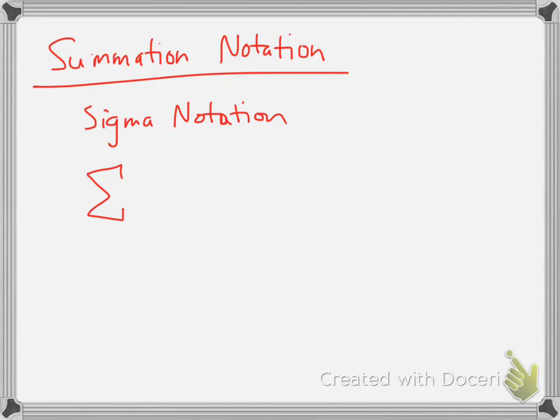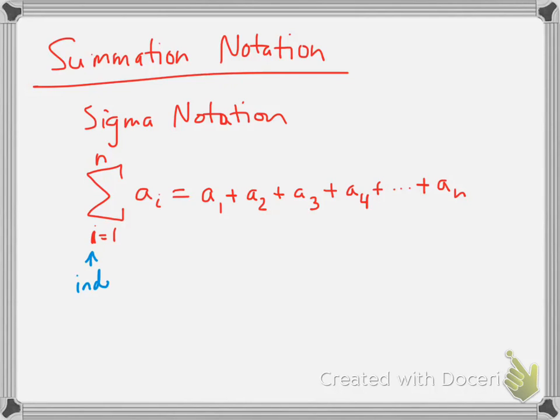So let's say I have the sum of a sub i from the letter i equal to 1 all the way up to n. What this would tell me to do is take a sub 1 plus a sub 2 plus a sub 3 plus a sub 4 all the way until I get to a sub n. I'm going to add all of these terms together. Just a little clarification, i is the index, so that basically tells me where I start.